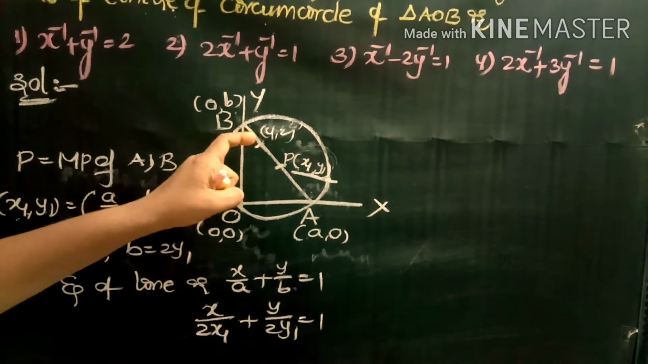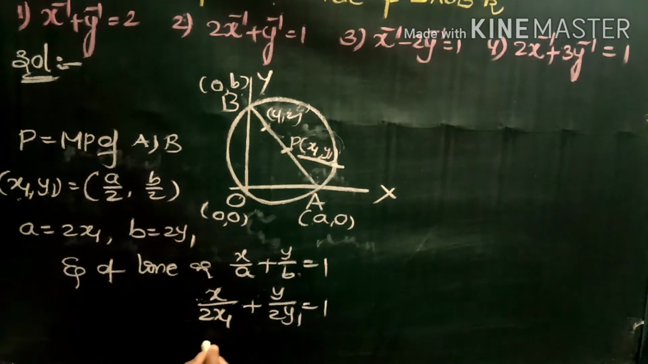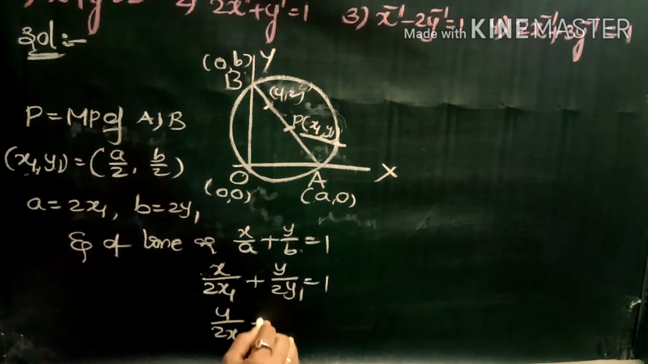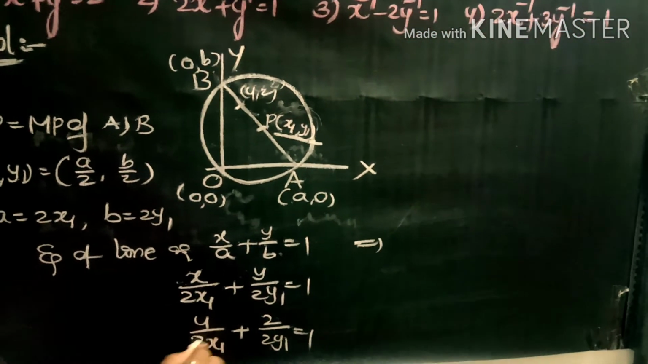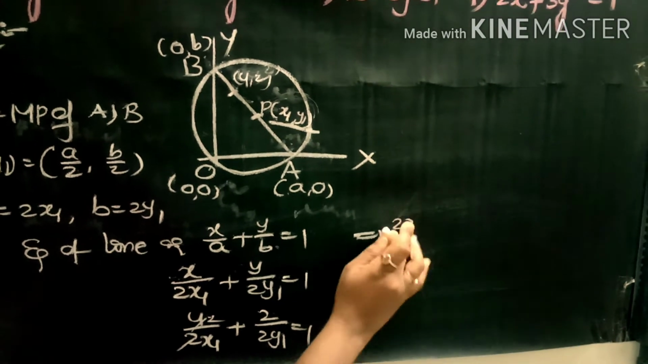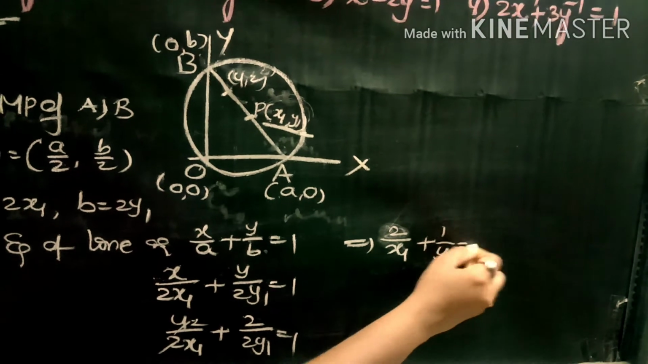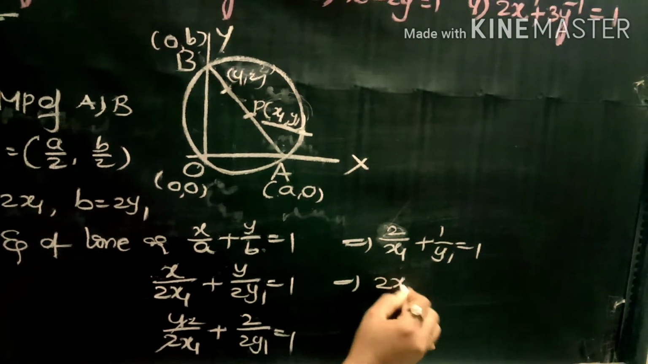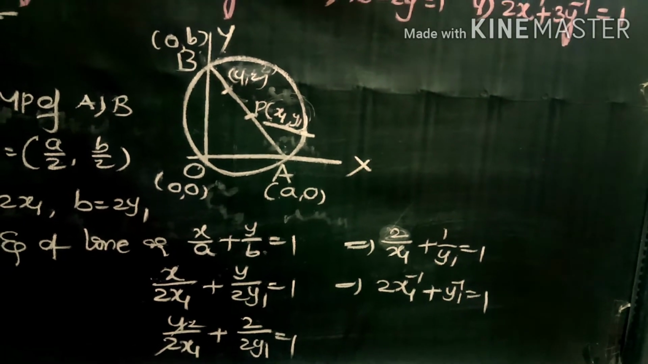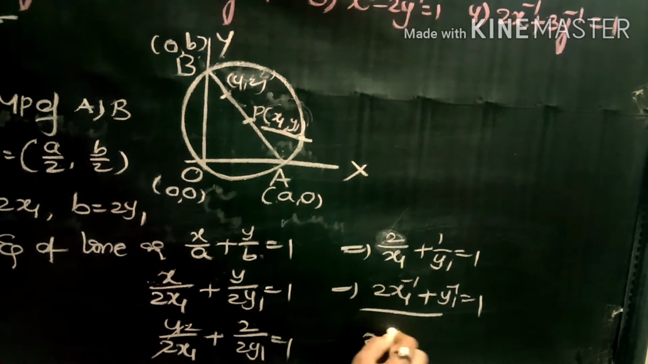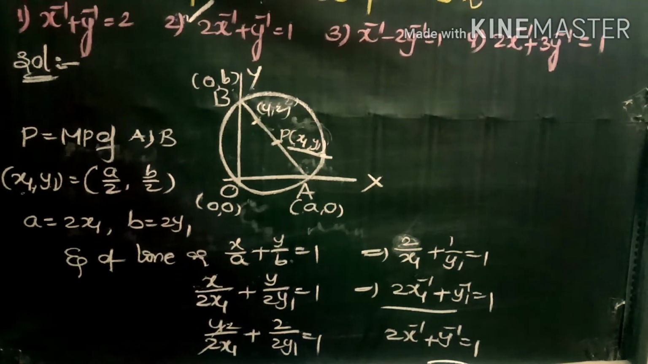But given that the line passes through the point (4, 2), in place of x, y we take 4, 2. That is 4 by 2x1 plus 2 by 2y1 is equal to 1. Which implies, cancelling by 2, 2 by x1 plus 1 by y1 is equal to 1. That is 2 into x1 inverse plus y1 inverse is equal to 1. Therefore, the equation of the locus is 2x inverse plus y inverse is equal to 1. That is the second option.